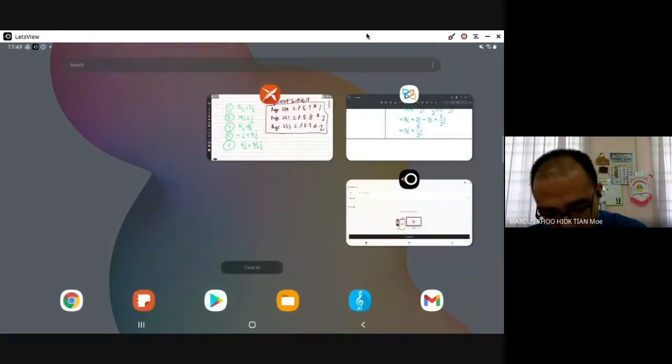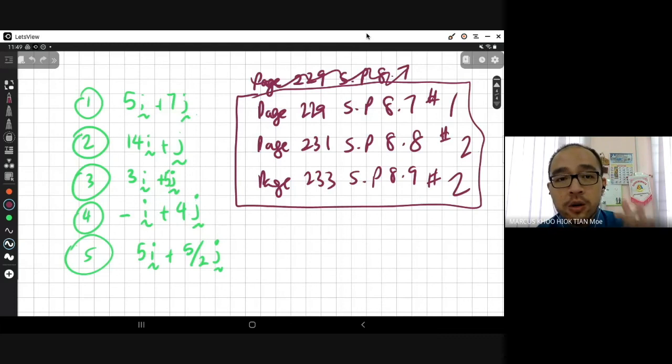Okay, so for your homework today, let me tell you guys, your homework is going to be a bit heavy today because there are a lot of skills that you need to do. So these are the 3 sets of questions. Page 229, skills practice 8.7, question number 1. Page 231, skills practice 8.8, question number 2. And skills practice 8.9, page 233, question number 2 also. Okay, so as always, please answer these questions. Let me tell you, you will finish this in less than 1 hour. Very fast one. Everything that we have learned today, we're just going to practice again using these 3 questions.